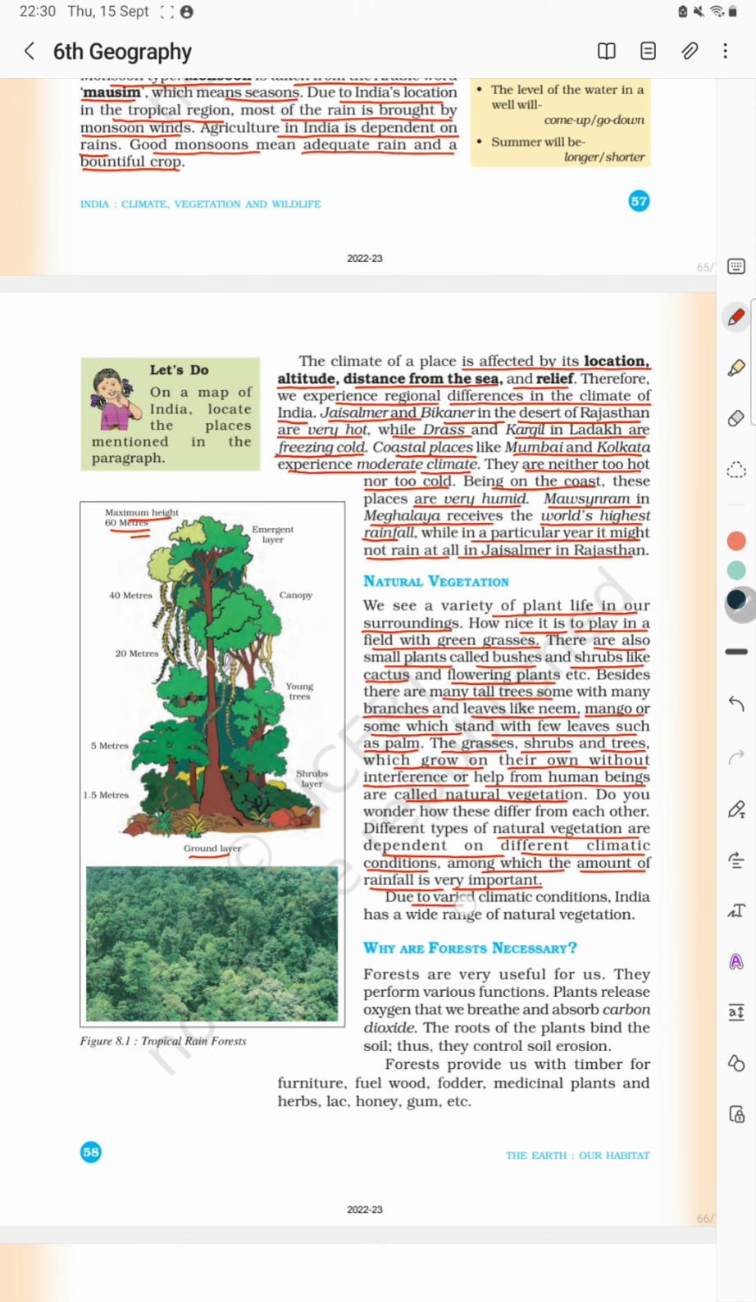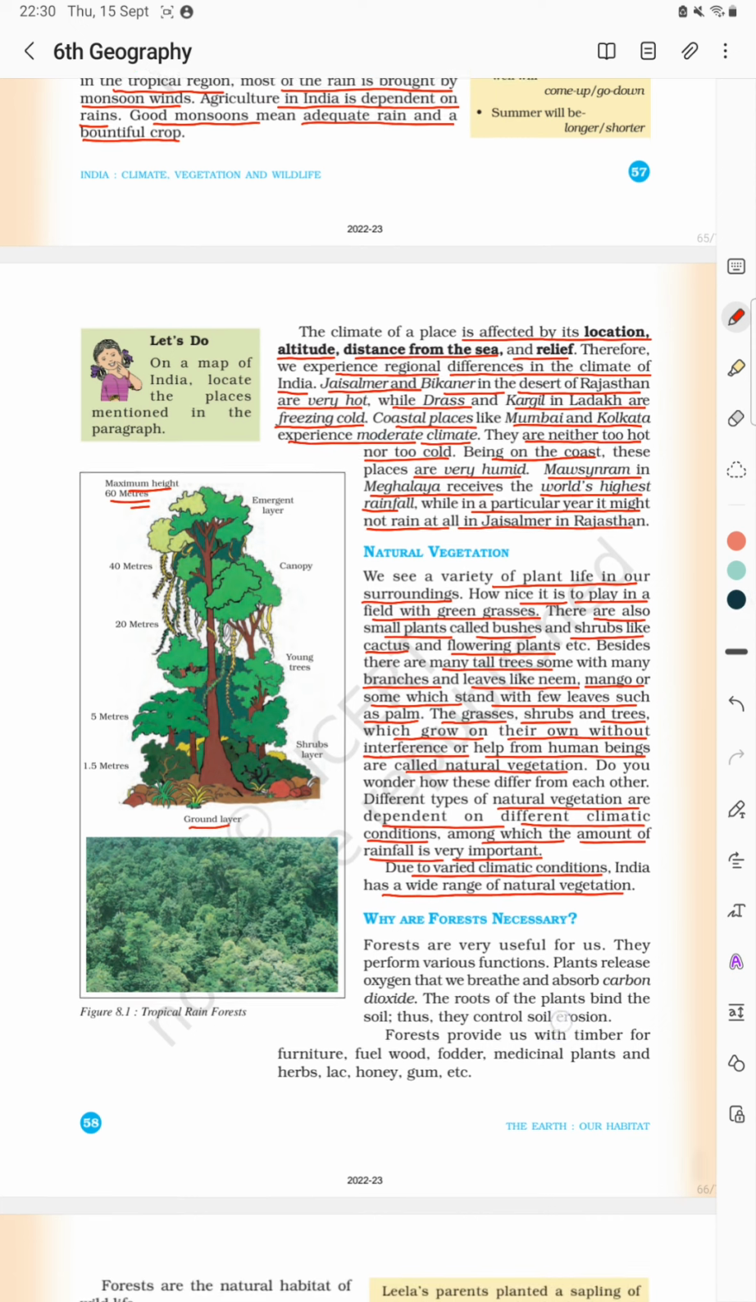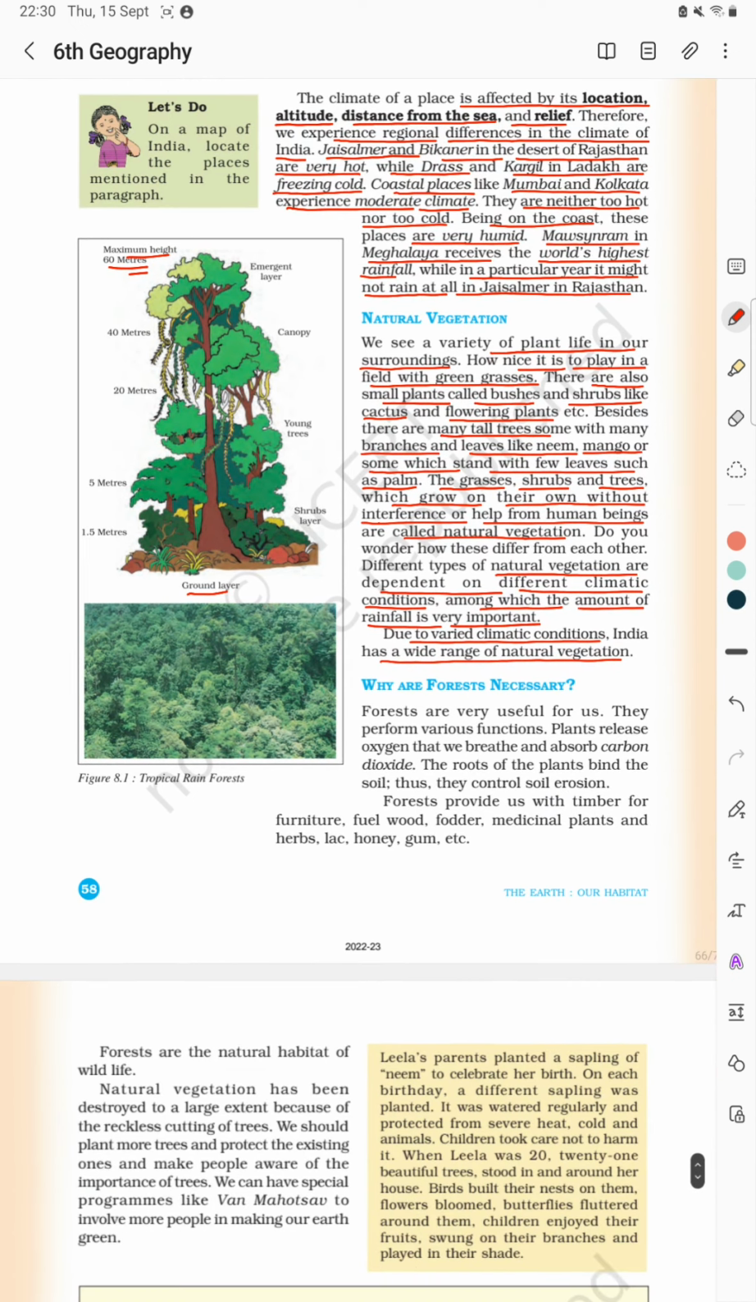So due to varied climatic conditions, India has a wide range of natural vegetation. As we have seen, we have regional differences in the climate of India, and due to this, we have varied climatic conditions. So why are forests necessary? Because forests are very useful for us, as they perform various functions.